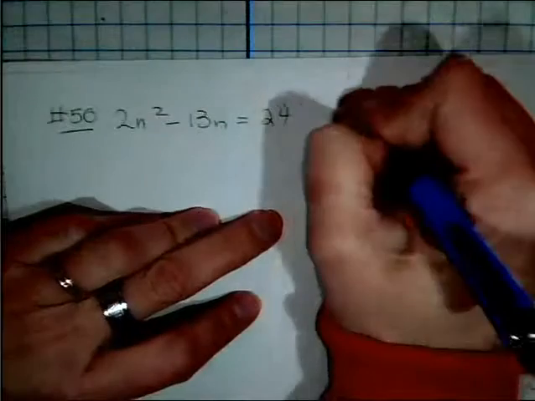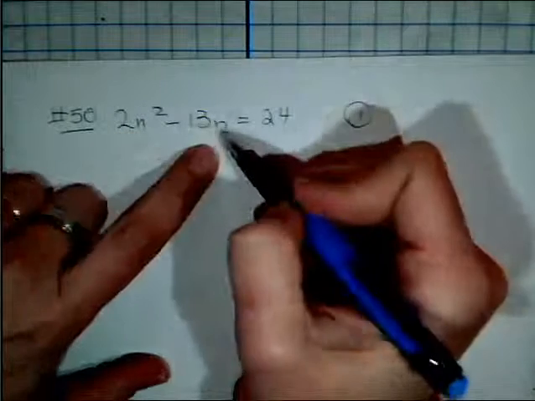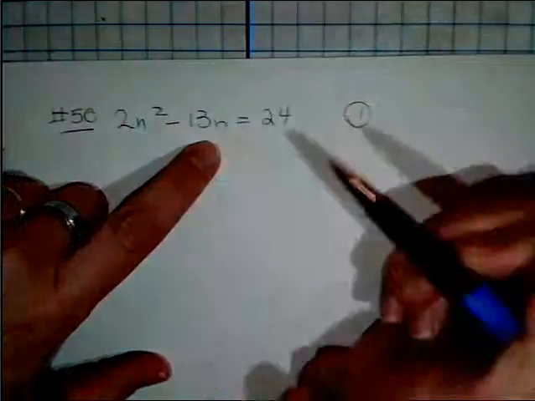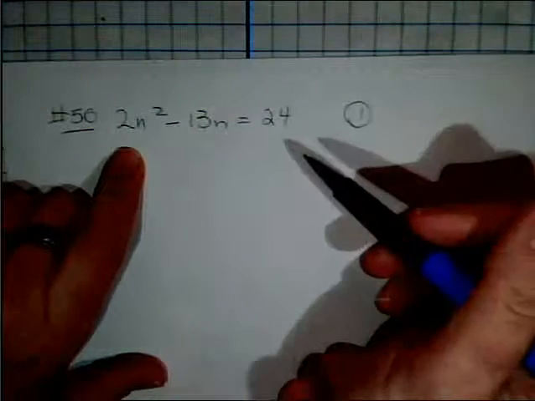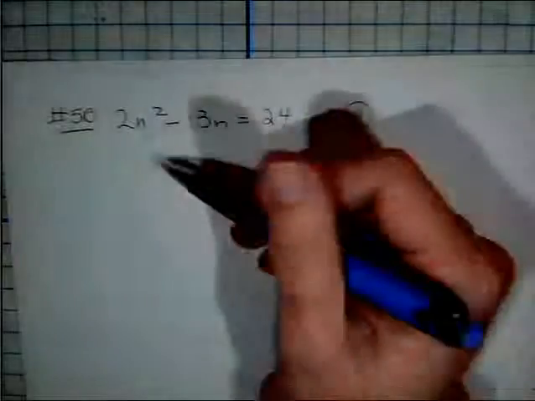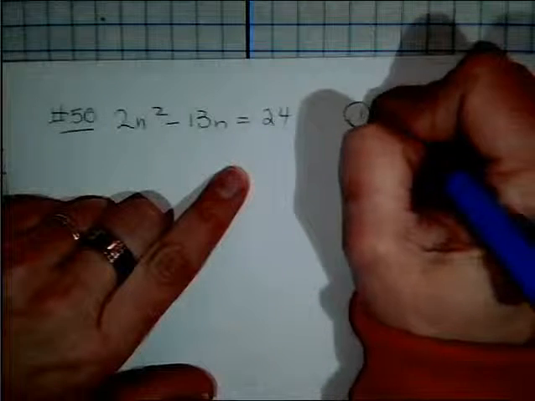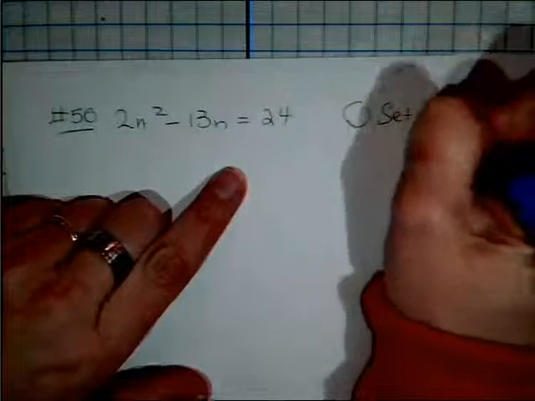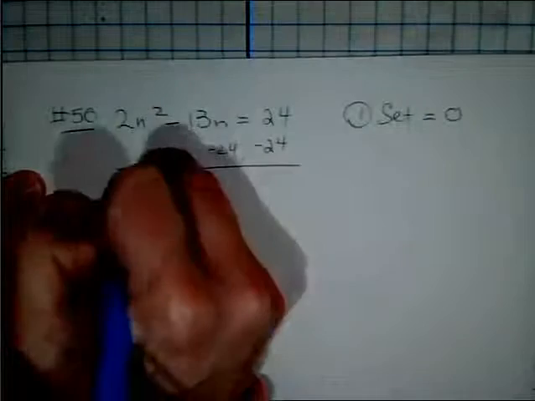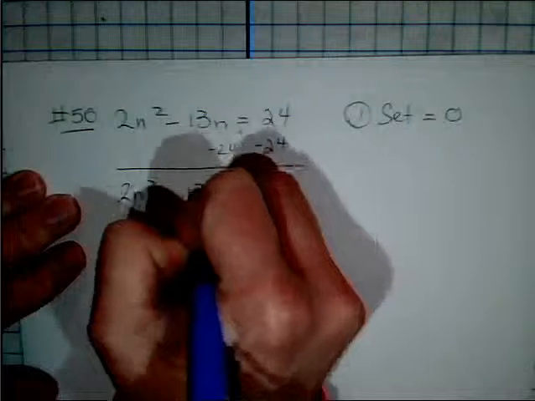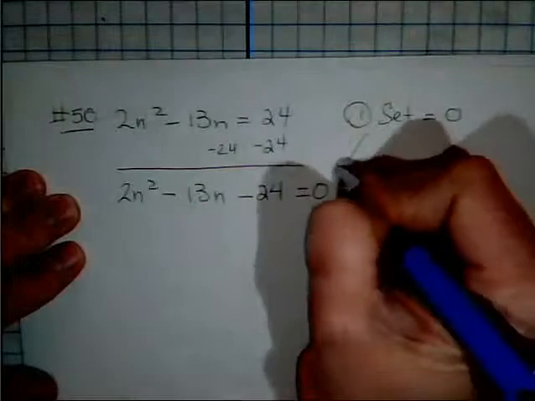So step 1, since I have a quadratic term and a linear term, I've got a bx term, and I have a constant, I'm going to have to factor. I can't just solve and take the square root or anything like that. So the first thing I have to do is set it equal to 0. So that means I'm going to get rid of my 24. And so I have 2n squared minus 13n minus 24 equals 0. So that's my step 1.